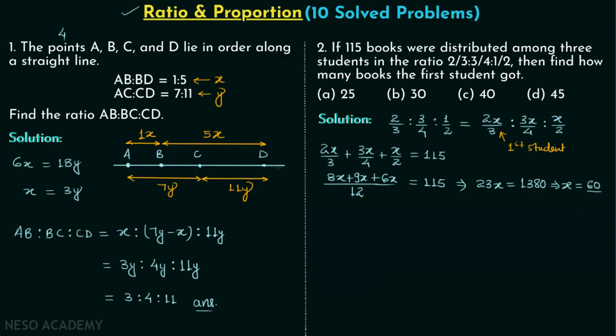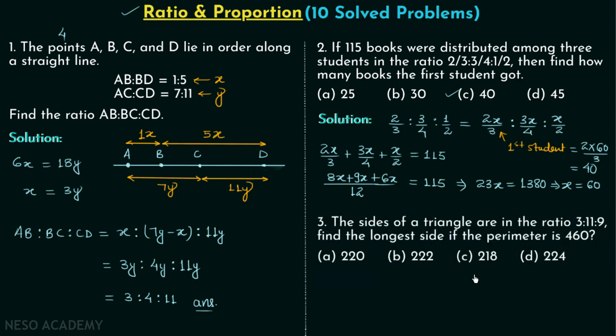So in this way we have obtained the common factor x, and now we will put x here. So the books got by the first student will be equal to 2 multiplied by 60 divided by 3, and this is equal to 40. So option C is the correct option. So in this way we are done with our problem number 2. Now we will move on to our problem number 3.